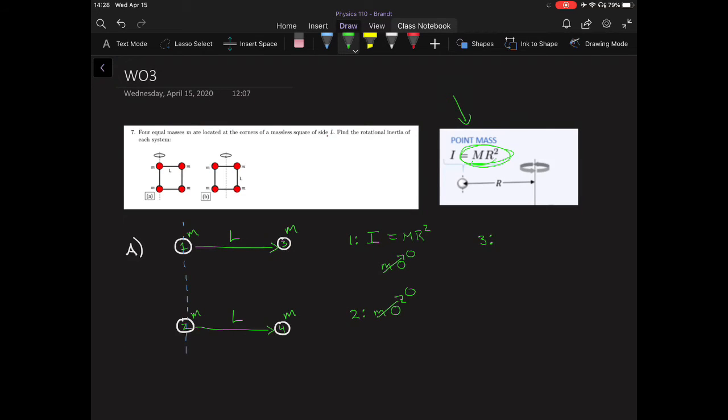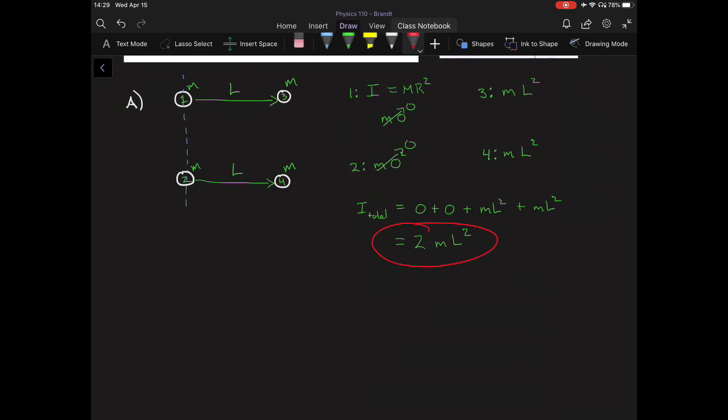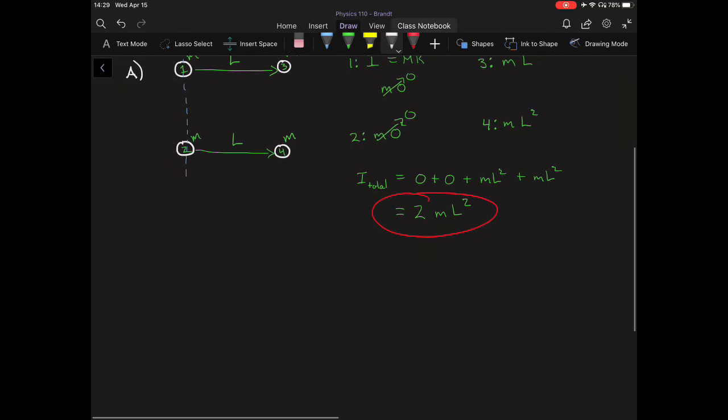For mass 3, we have mass m. This time we are distance L away. And for mass 4, we have the exact same thing. Mass m, distance L away from our rotational axes. So when we add those up, we have I total is going to be equal to 0 plus 0 plus ml squared plus ml squared. So that final one is going to be 2ml squared. Now, we can annotate that's the final answer, and we'll take a look at B.